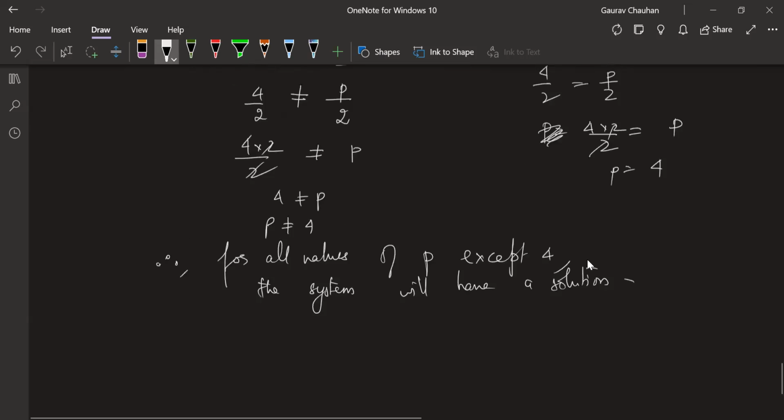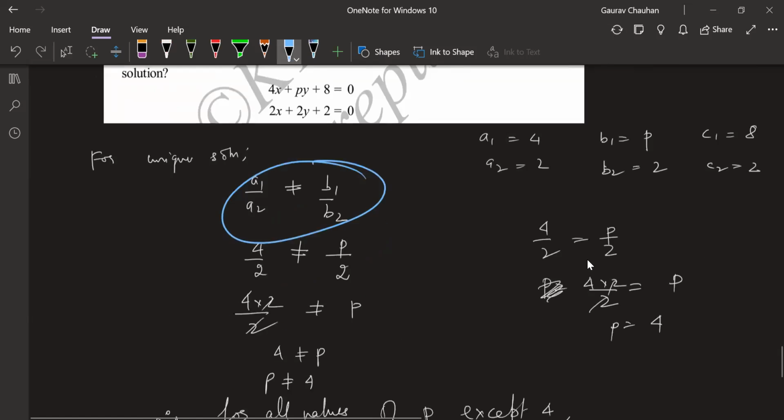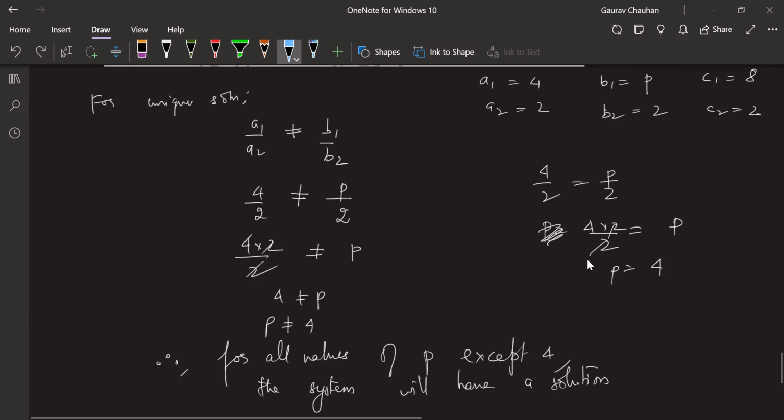This statement has to be true. It is true if P is not equal to 4. Correct? A1 by A2 is not equal to B1 by B2 if P is not equal to 4. That much is enough. P is not equal to 4 means any other value of P you put, 3.5 you put, 2 you put, minus 2 you put, root 2 you put, pi you put, whatever you put, minus 10,000 you put, minus 20,000 you put, does not matter. Whatever you put, the number will work and it will have unique solution. Just you should not put which number? 4. Does that make sense?